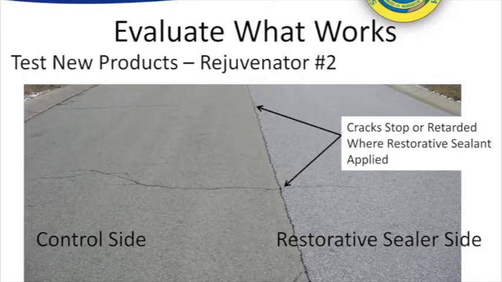Here's another example. You can see on the left side, the control side, a lot of cracks. You get a lot of transverse cracking. There's the start of some alligator cracking with the transverse cracking. And on the right side, very few, if no cracks at all. As a matter of fact, the only crack on the restorative sealer side was propagated by a crack on the control side, which tells me it probably wouldn't have even been there had it not been for the fact that you had problems on the control side. So the restorative sealer side actually shows up working compared to the control sides.